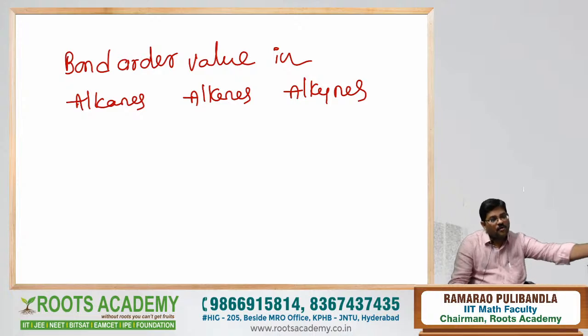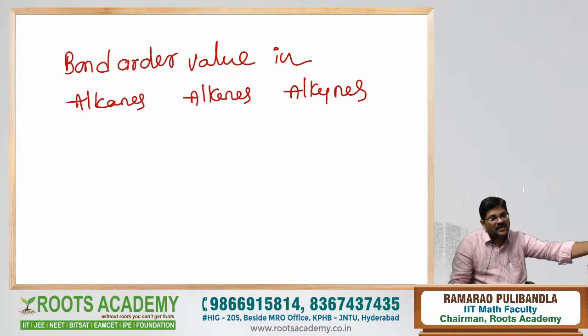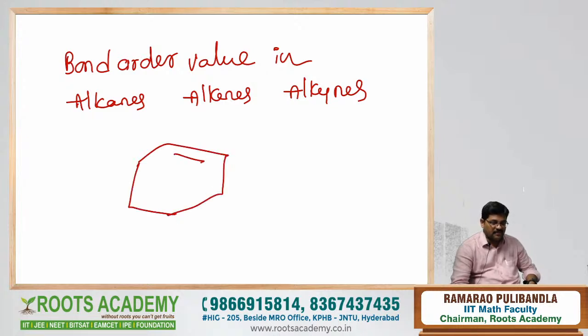First of all, what is the bond order? In benzene, the CC bond is 139 picometers. Why? Because of the conjugation property. This is a benzene molecule. First of all, what is conjugation? A double bond separated by a single bond is called conjugation.